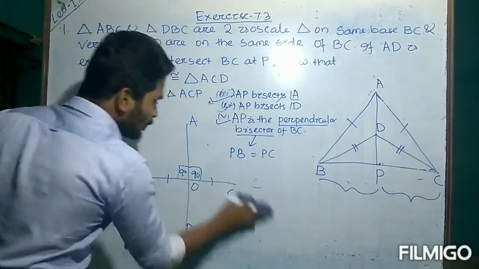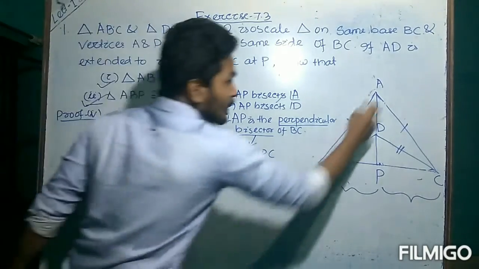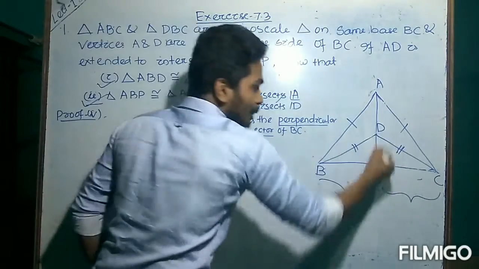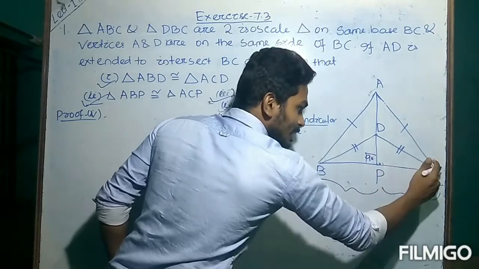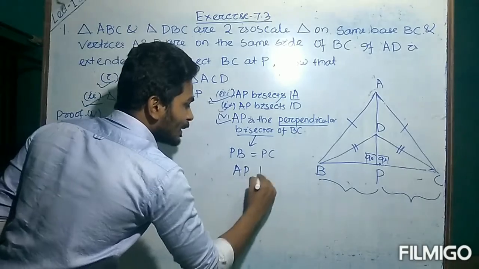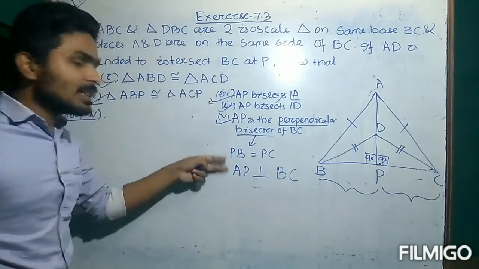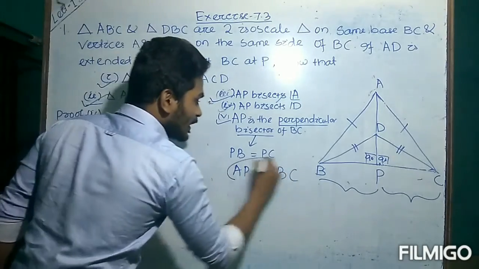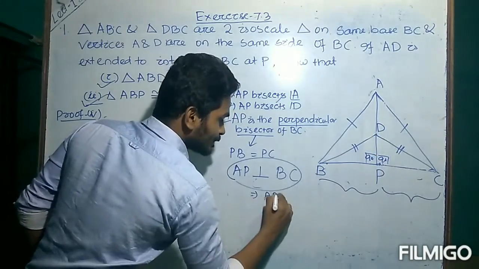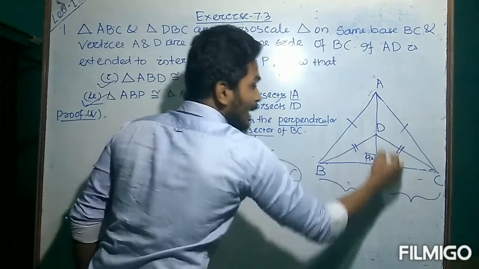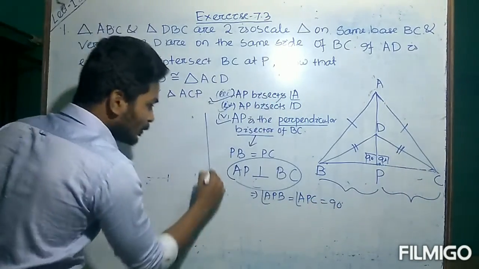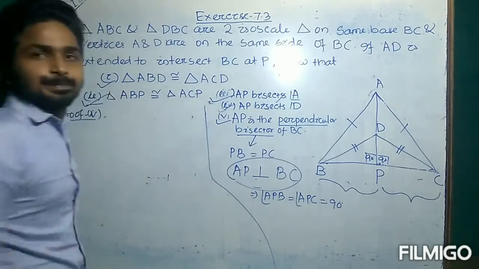Okay? So here you have to prove that AP bisects BC. That means PB is equal to PC, and also AP is perpendicular to this and perpendicular to this. Or you can say you have to prove AP is perpendicular to BC. So these two statements we have to prove. Or ultimately what we can write? We have to write that this angle, APB or APC, is equal to 90 degrees. So this thing we have to prove. So let's prove it. Okay.